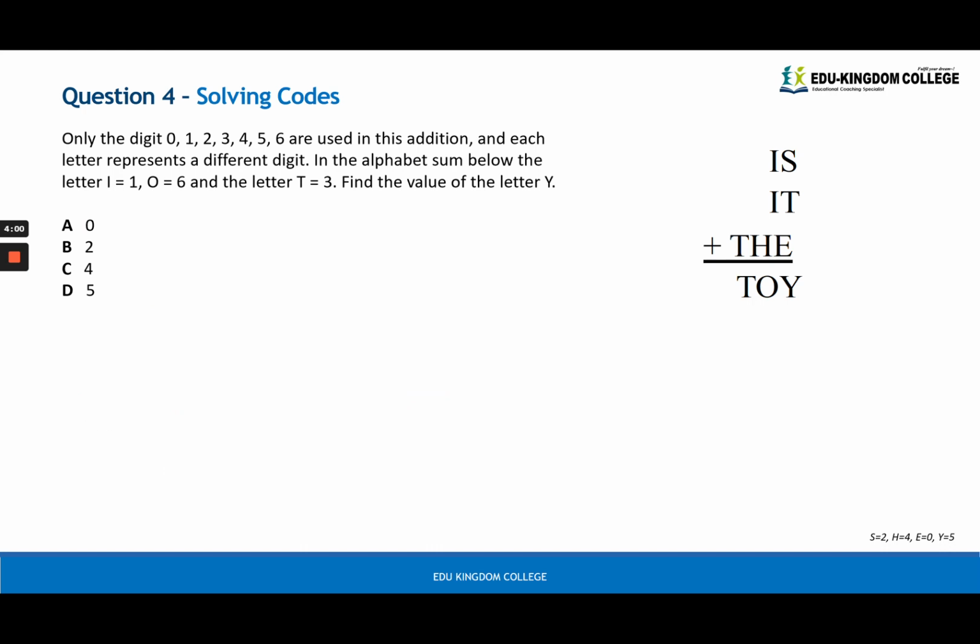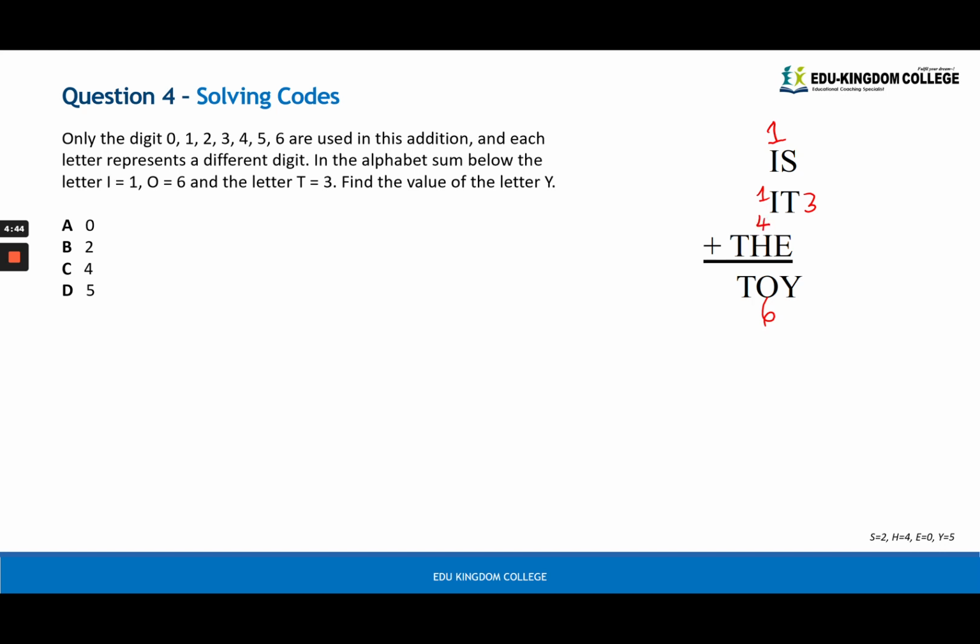Right, number 4. So only the digits 0 to 6 are used in this addition, and each of the letters represent a different digit. They've given us some of them, okay? So we know that I is 1, okay, I is 1. We know that T is 3, and O is 6. Okay, so what does that tell me? This is not really lined up, sorry about that. But we know that I here is 2, okay? So H, it must be either 4. It could be 3 if there's a carry on, okay? But I'm going to put 4 for now.